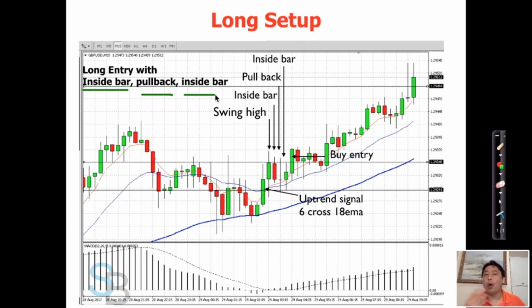So you can see there are many combinations. It could be a swing high, pullback, go. Swing high, pullback, pullback, go. Swing high, inside bar, pullback, go. There are many combinations, right? Okay, so in this case, let's take a look.